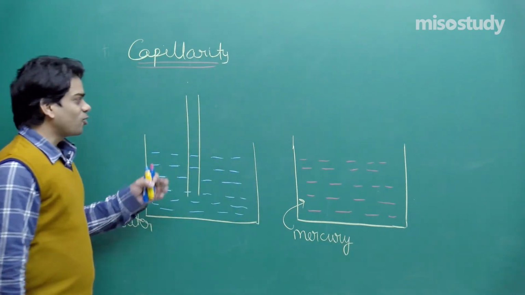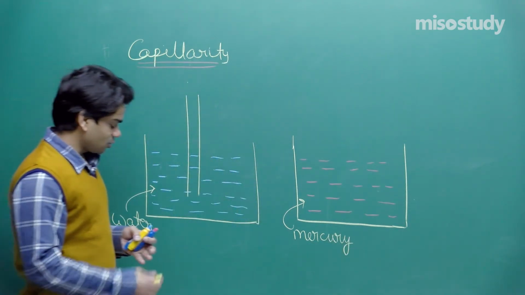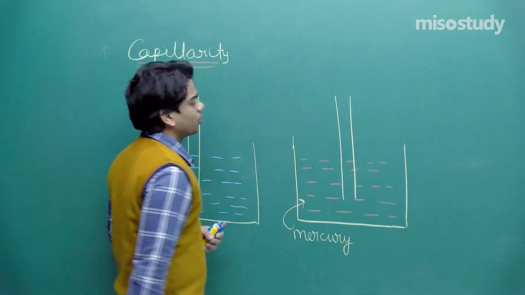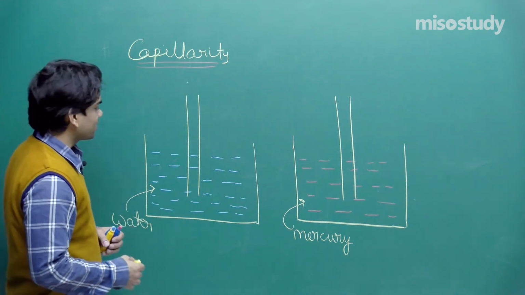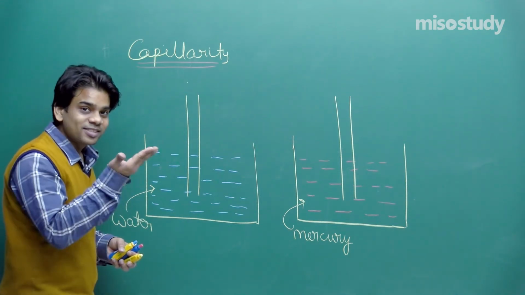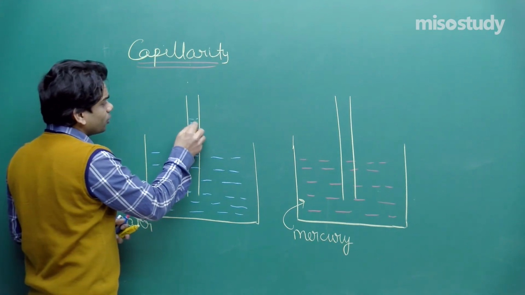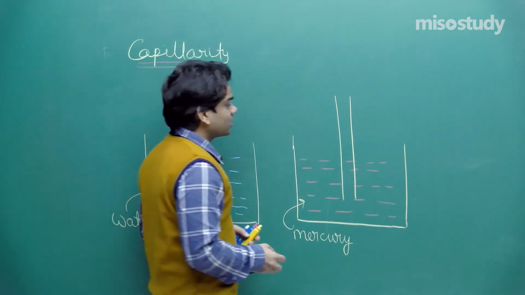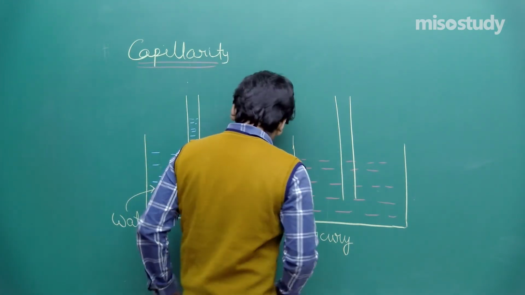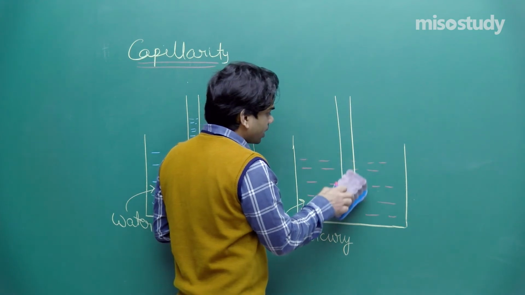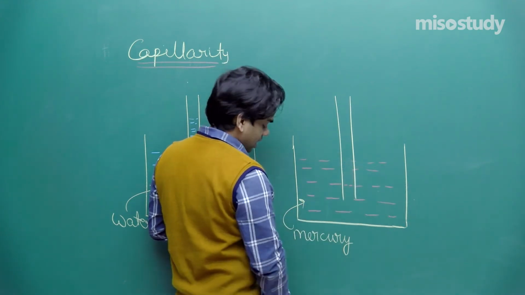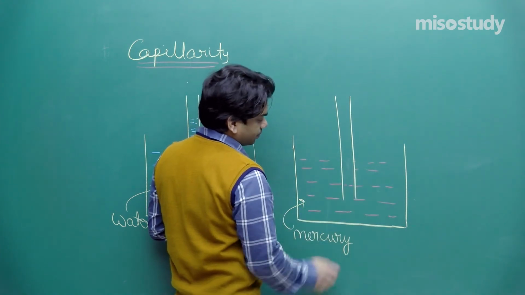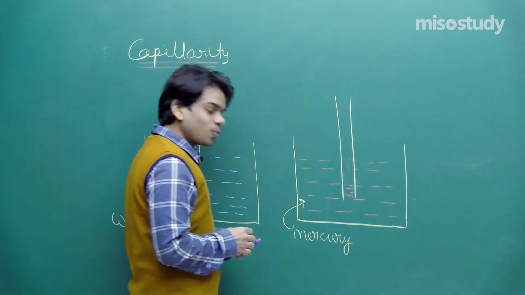Now what are you going to observe? In the case of water, when you have immersed the capillary tube, and the same capillary tube you have immersed in mercury as a liquid, in both cases, what will happen? Water will actually rise in the capillary tube. I am going to show you here: water is going to rise here and mercury will dip down. Mercury will come down, and in this tube it will not rise; rather it will dip down as shown here.